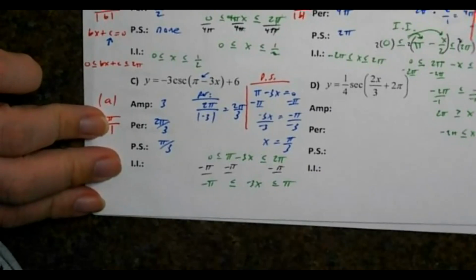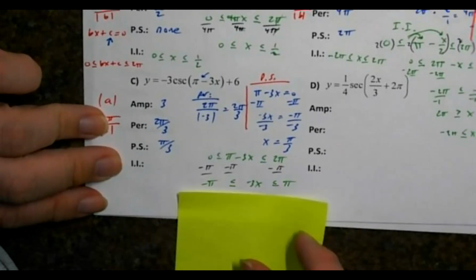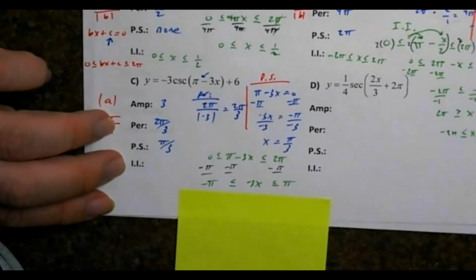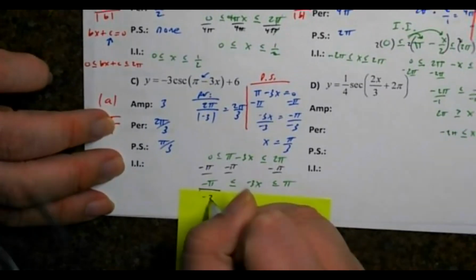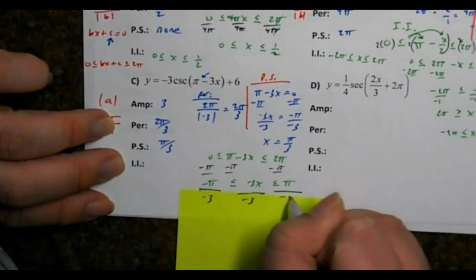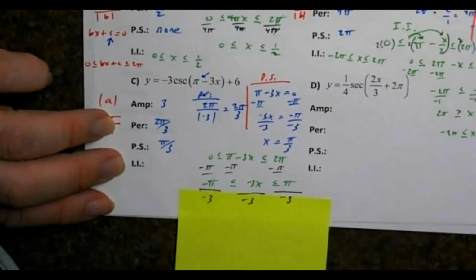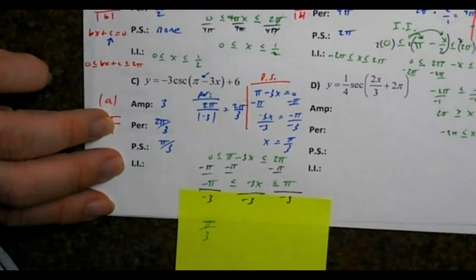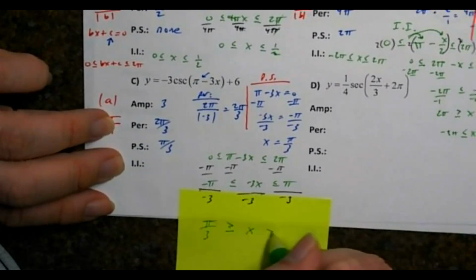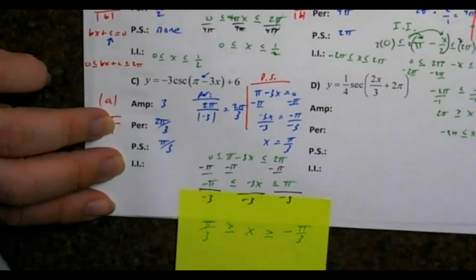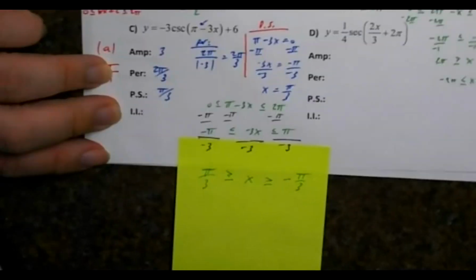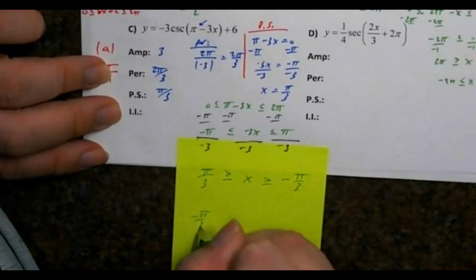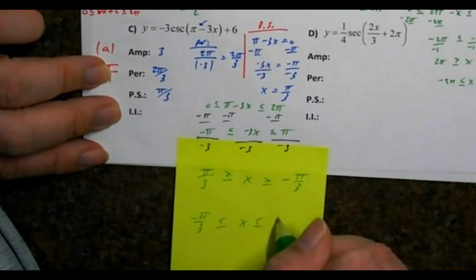Let me add a little piece of paper on here so I have some space to work. Now I need to divide everything by -3. So this becomes pi over 3 is greater than or equal to x, greater than or equal to -pi over 3. And again, this needs to be rearranged so that the smaller number comes first. -pi over 3 less than or equal to x, less than or equal to +pi over 3.